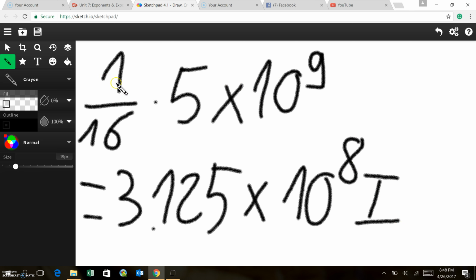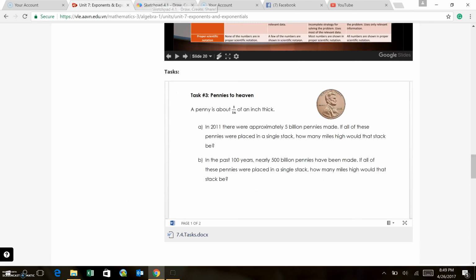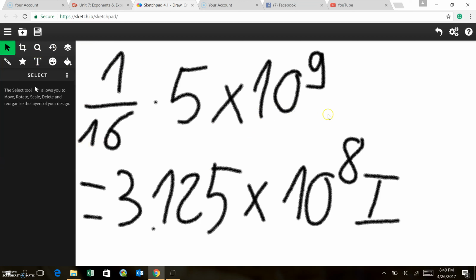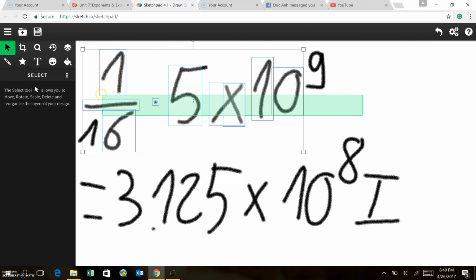So what I'm doing here is, this is the length of 1 penny, times 5 billion pennies, which I have now is the measure of the total inches of 5 billion pennies. But it says how many miles, not inches, so we have to convert this inch to miles.